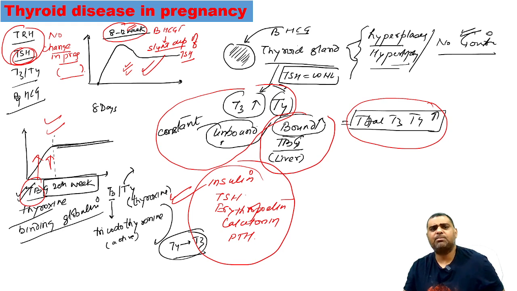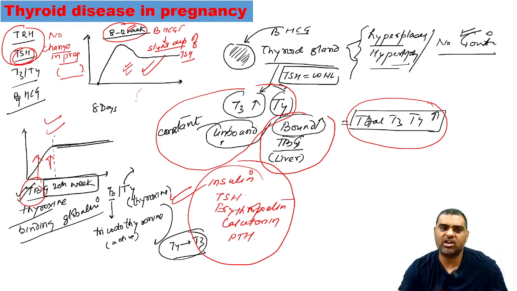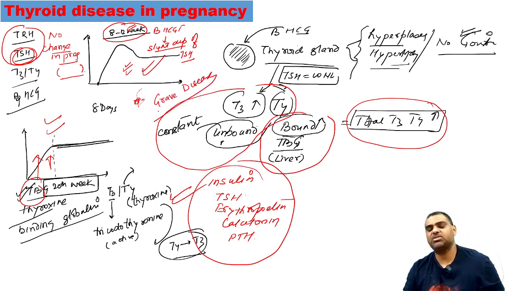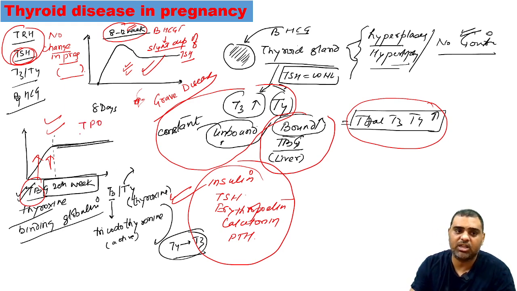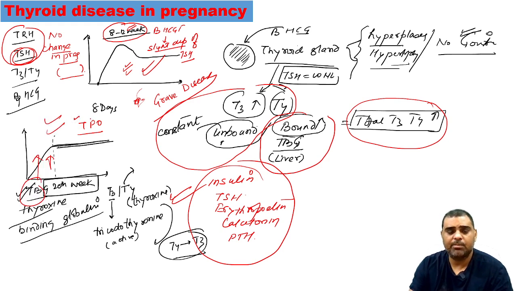So this was the pathogenesis, and most of the thyroid diseases in pregnancy are due to autoantibodies. We know about thyroid stimulating antibodies. The most common cause of hyperthyroidism is Graves disease. This has been asked. Then there is a very important antibody, that is TPO antibody. This is thyroid peroxidase enzyme.